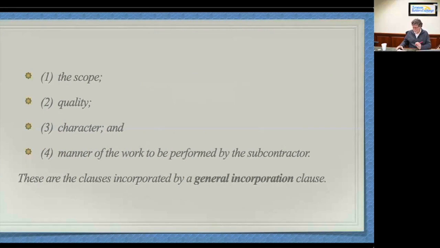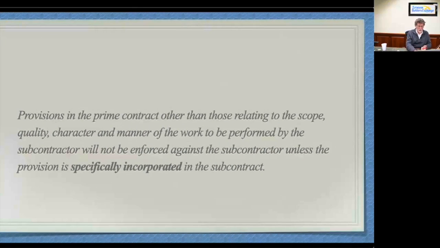What they typically relate to is the four things you see on this slide: scope, quality, character of work, and the manner of the work to be performed. This is what's called a general incorporation clause. This is what we see the most. Okay, so if you look at these four items, what you're not going to see in there is things with regard to claims, with regard to payments, because in all likelihood, your subcontract already talks to those things. So very broadly speaking, these four things are what's typically going to flow down. Your situation might be different. Your situation might have a different conclusion. It's going to depend case by case, contract to contract, okay?